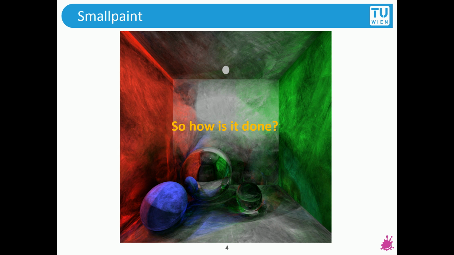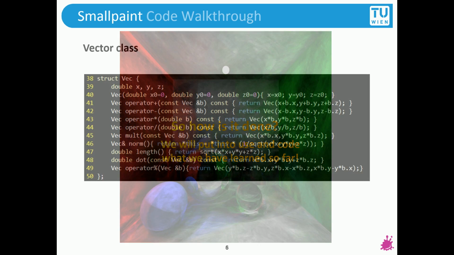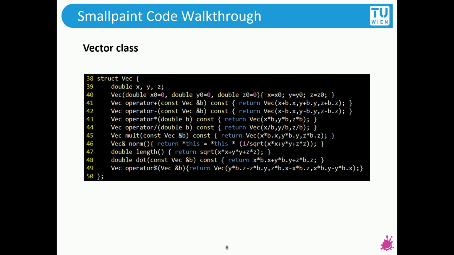So the question is, how is this exactly done? And now is the best time to put everything into use that we have learned so far. So let's get started. We have a completely standard vector class. It is a 3-dimensional vector.